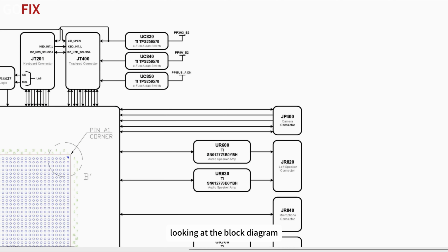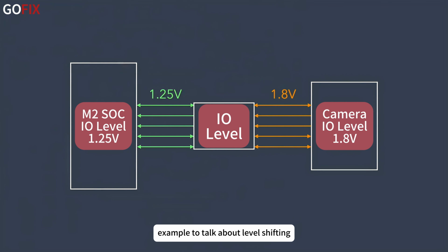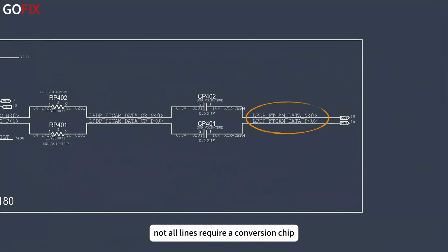Looking at the block diagram, the camera is connected to the main SoC chip. Let's take the camera circuit as an example to talk about level shifting. The M2 SoC is 1.25 volts, and the camera is 1.8 volts. This requires level shifting, but interestingly, not all lines require a conversion chip.